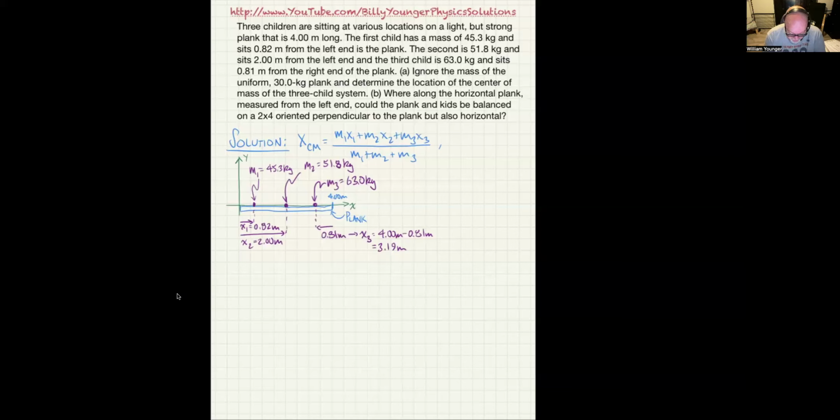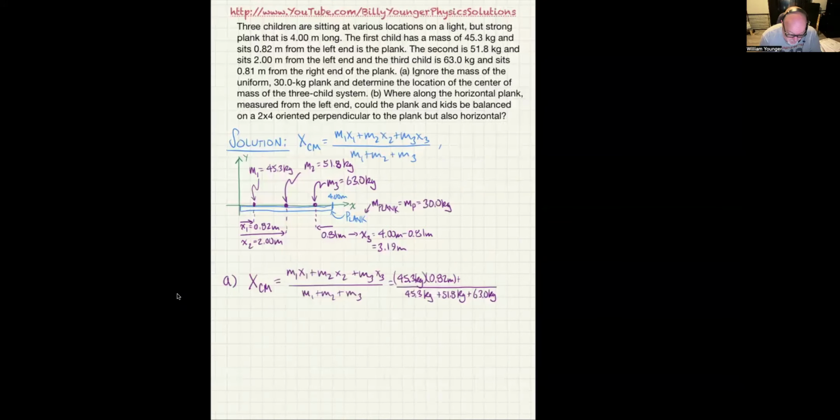So all I've done here is just shown another diagram that includes the 0.81 meters, as well as the first 0.82 and the 2.0 meters, and then the actual value of x3, which is 3.19 meters. Now we can just continue.